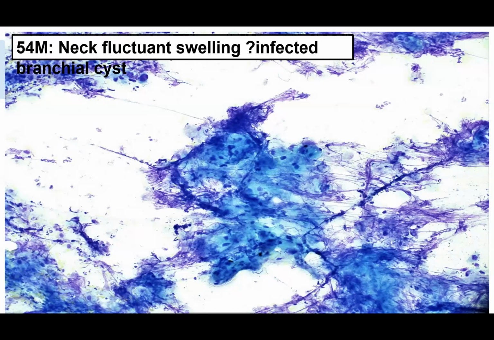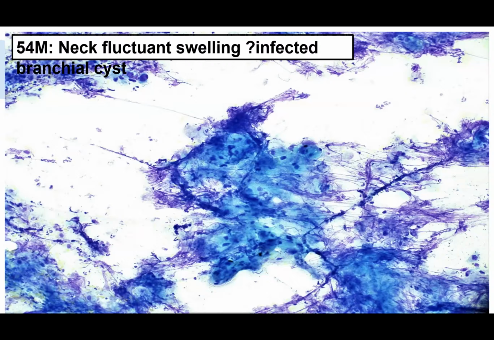This was a 54-year-old male with a fluctuant neck swelling, query infected branchial cyst. But you can see this is an obvious squamous cell carcinoma, clinically presenting as a branchial cleft cyst. But when the cytomorphology is evident, it is obvious that it's going to be a squamous cell carcinoma, which this was.